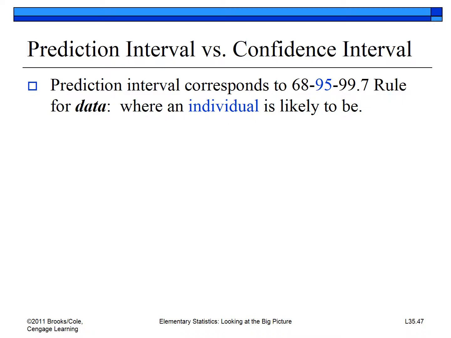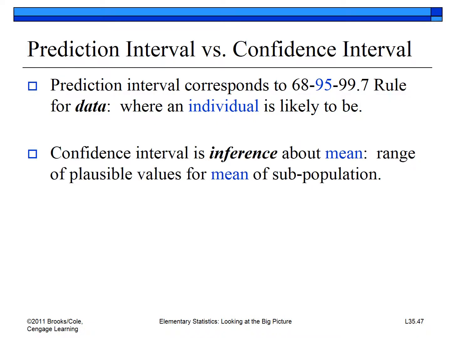So remember, the prediction interval will correspond to our 68, 95, 99.7 rule for individuals. It's where an individual response could be found. The confidence interval, though, is about the mean. If you take all of the individuals in the population that share that X value, what are their Y values going to look like?